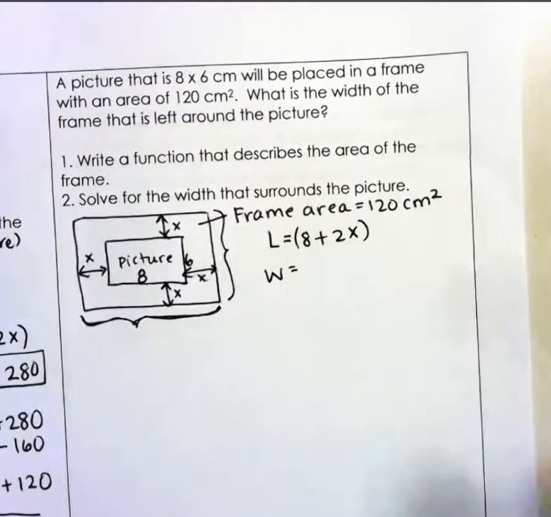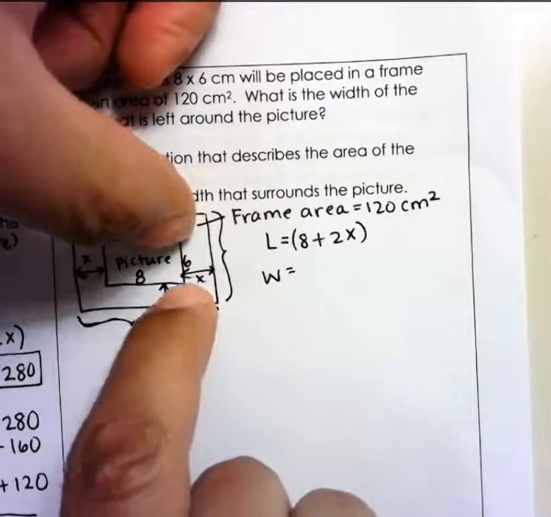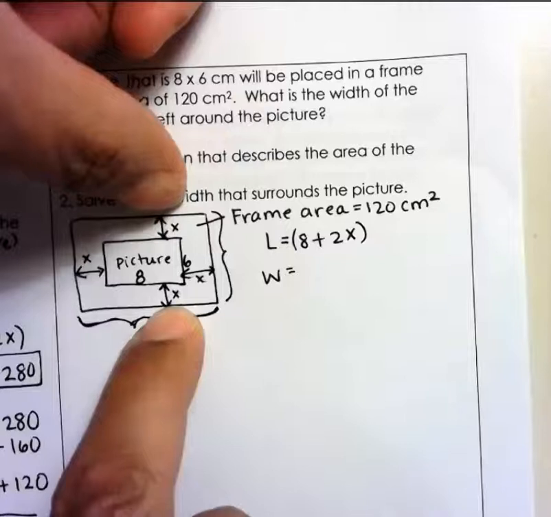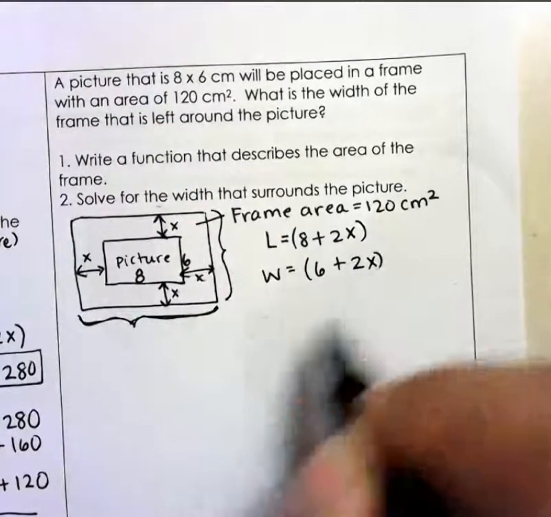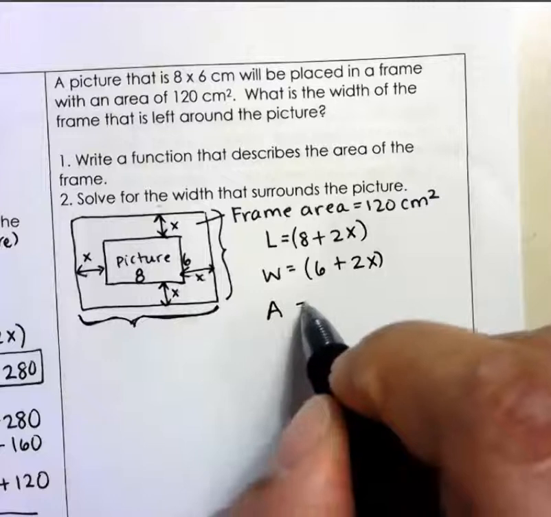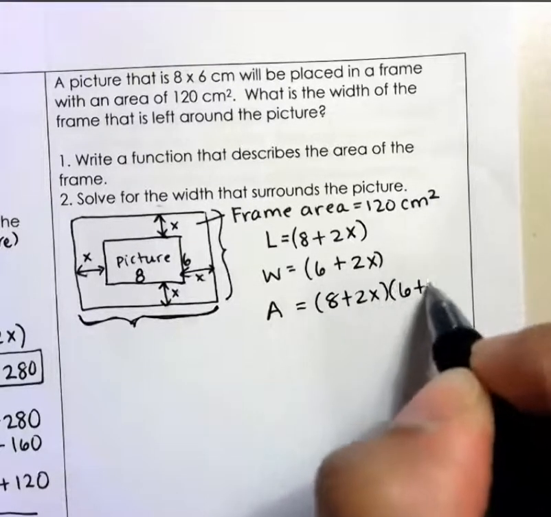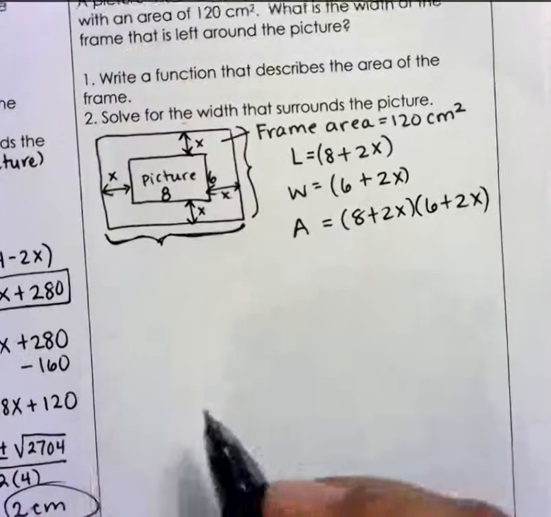How do we find the width of the frame? Well, the width of the frame is this whole thing. We know that the picture is 6. Well, how do we get the frame? Well, we add this x and we add this x. So the width of the frame is going to be 6 plus 2x. So the area of the frame is going to be 8 plus 2x times 6 plus 2x. And we have to use the box method in order to find out what this is.